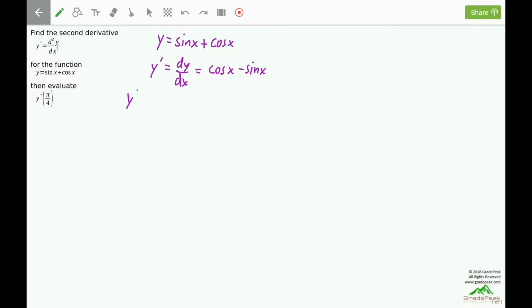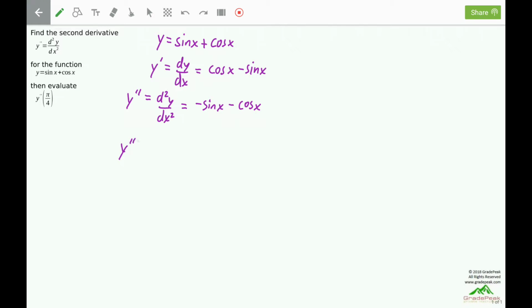The second derivative, y double prime, or d squared y dx squared, will be the derivative of cosine, which is negative sine of x, times 1 for the chain rule. And then minus the derivative of sine, which is cosine x, again times 1 for the derivative inside, completing the chain rule. There's our second derivative, y double prime.